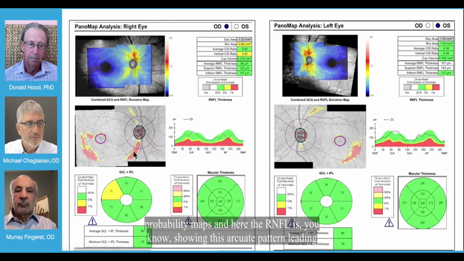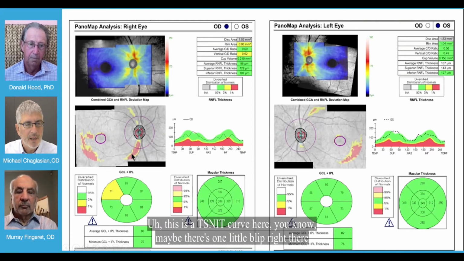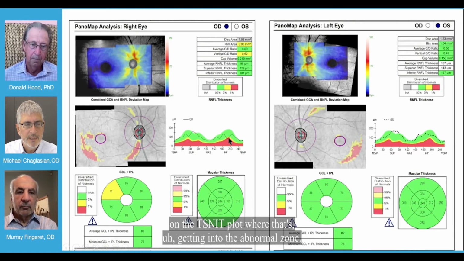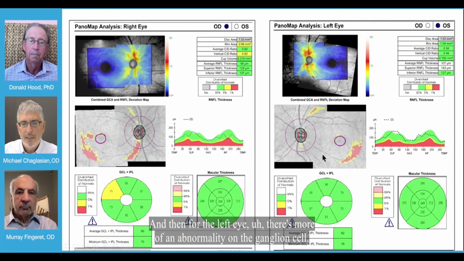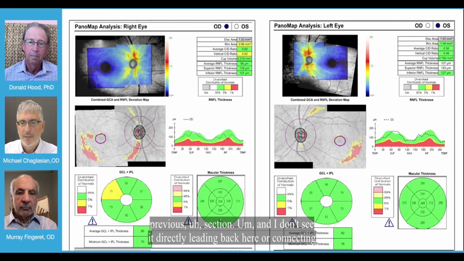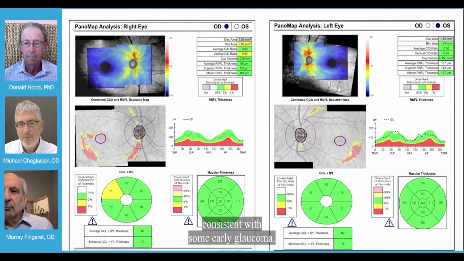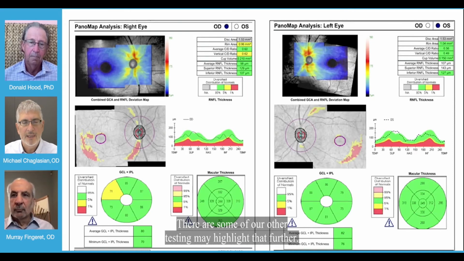And here the RNFL is showing this arcuate pattern leading into the ganglion cell area for the right eye. This is a T-SNP curve here, and maybe there's one little blip right there on the T-SNP plot where it's getting into the abnormal zone. Then for the left eye, there's more of an abnormality on the ganglion cell. Again, we should think about all the artifacts that we discussed in the previous section. I don't see it directly leading back here or connecting up to the RNFL as we discussed a little bit, but that could be consistent with some early glaucoma there. Some of our other testing may highlight that further.